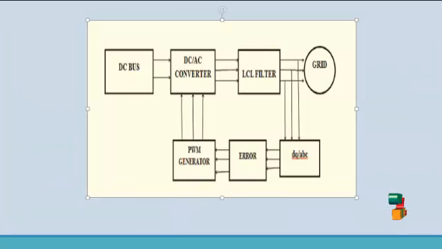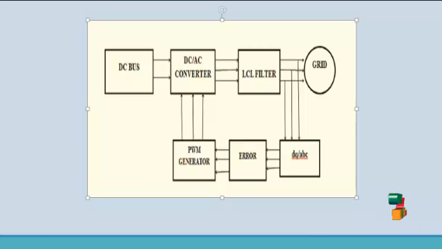Next we see about the flow diagram of our product. Here the input source is a DC source. The DC bus is fed into the DC to AC converter. The DC to AC converter converts one form of electrical energy into another form, using power electronic switches. The power electronic switches are triggered from the PWM generator, which uses a space vector pulse width modulation technique. After that, the output of the DC to AC converter is fed into the LC filter.